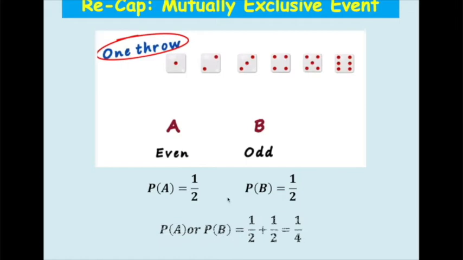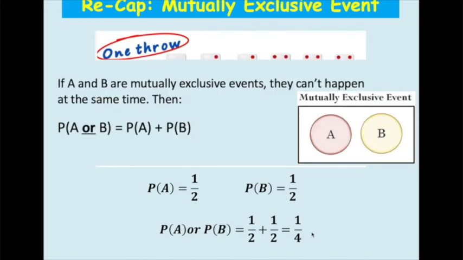Therefore, the probability of A or B is the addition of these 2 probabilities, which is equal to 1/4. And to illustrate it using the Venn diagram, there is no intersection between these 2 sets.